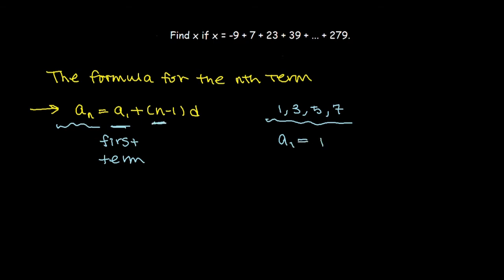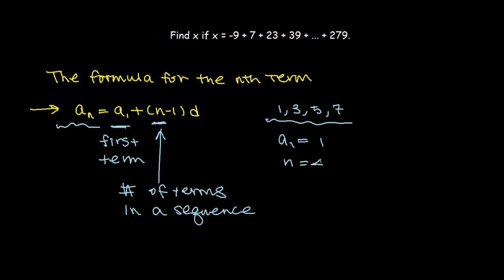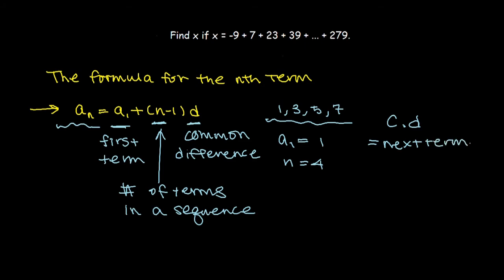What is n? n is the number of terms in a sequence. In this case, n is equal to 4 because there are 4 terms in the sequence. And finally, d refers to the common difference. The common difference is the difference between the next term and the previous term. You can find it by subtracting the previous term from the next term.